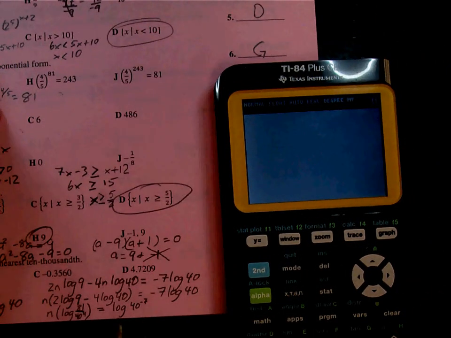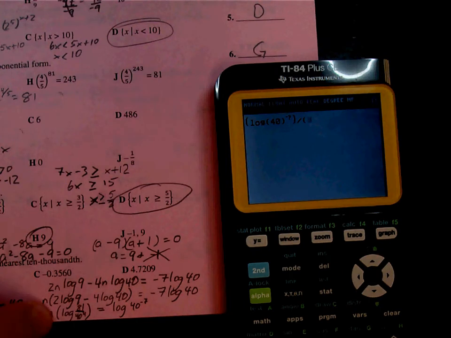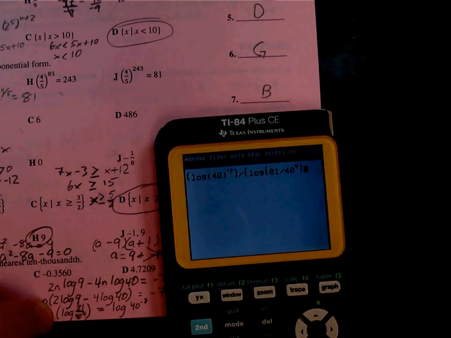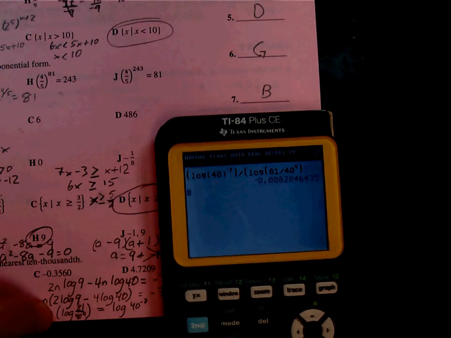So we're going to start with this log of 40 to the negative 7th. I might just put this all in parentheses, that might make it easier. Log of 40 to the power of negative 7. Divide by this whole mess here. Log of 81 divided by 40 to the 4th. So log of 40 to the negative 7th divided by log of 81 over 40 to the 4th. And I get an answer of negative 0.008. Let's hope we find that.